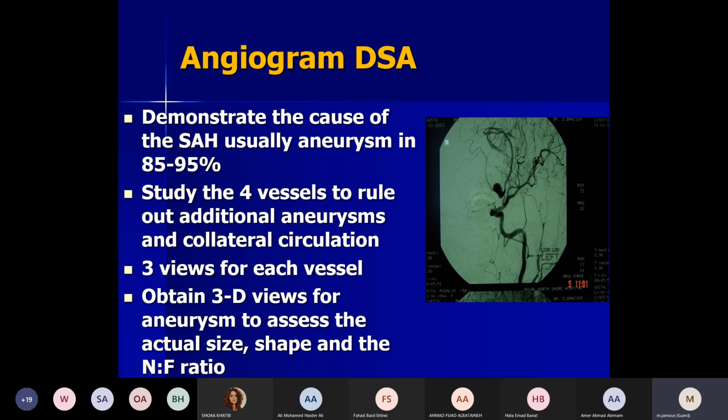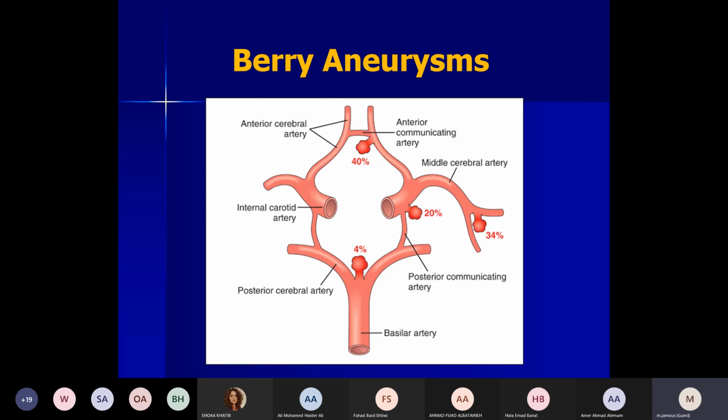This is the circle of Willis. We can see the common location for aneurysm. The most common is the anterior circulation, the anterior communicating artery, then the middle cerebral artery, and this is the PCOM, posterior communicating artery aneurysm. And the posterior circulation, this is basilar artery, up to 4%.